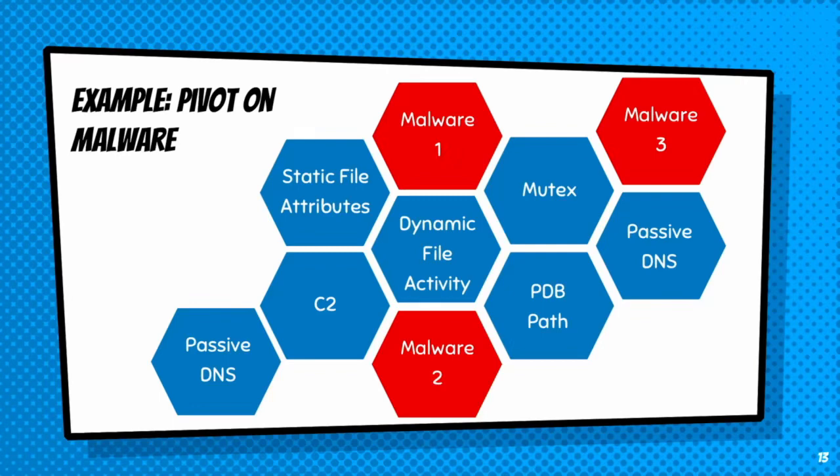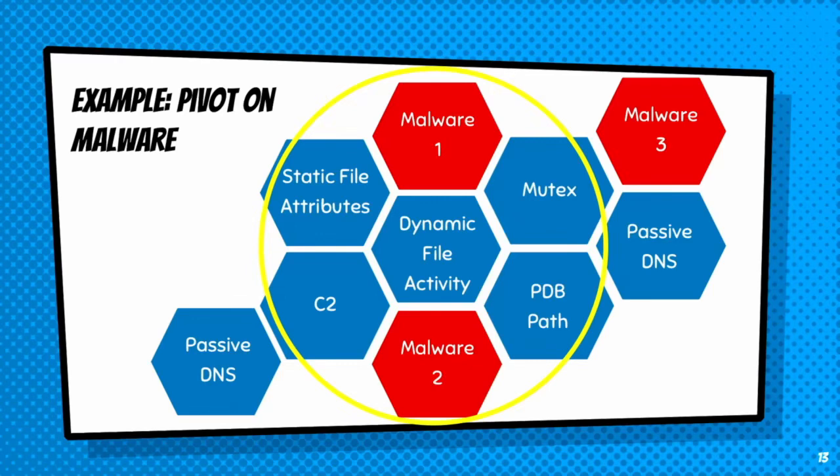So again, this is by no means an all-encompassing list. This is just merely an example. But if we were to look at this, we could say, if we have static file attributes, PDB paths, strings, all the basic stuff that you would get when you statically reverse engineer a sample, C2 could be protocol utilization, could be domain, IP, could be URI path from the actual communications, etc. Dynamic file activity is during execution of malware, mutex, PDB paths, etc.